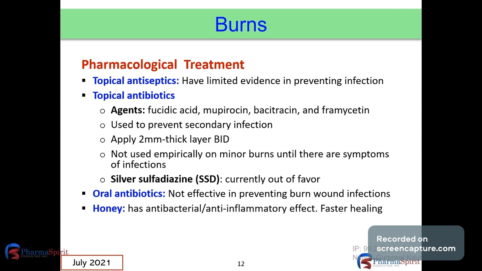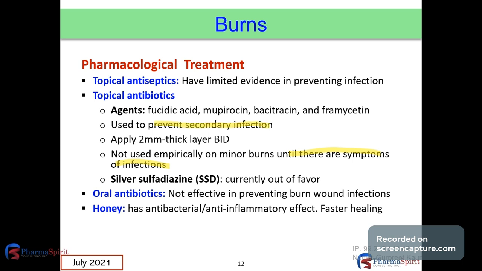When we use antibiotics, we need to apply them in a 2 millimeter thick layer, and typically they're applied twice daily. So it's important to keep in mind that we don't try to rub the antibiotic into the skin. Topical antibiotics, we said that they are used to prevent secondary infection. However, we will not use them empirically on minor burns. So if the burn is minor, we will not use the topical antibiotic until the patient develops symptoms of infections. But if the burn is more serious, we will use them empirically to prevent secondary infections.